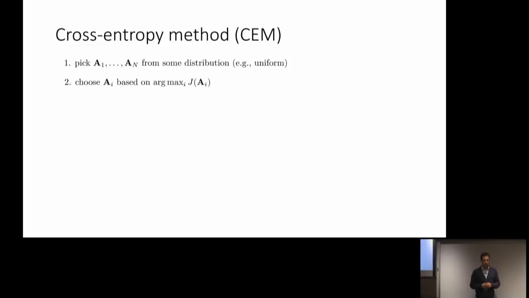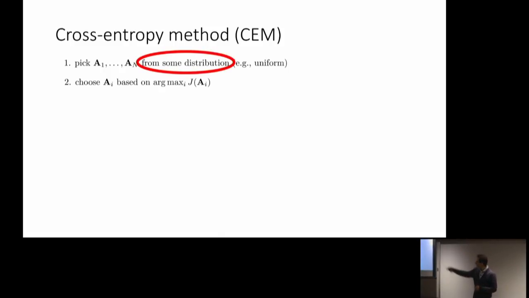Now, if guess and check is a little too simplistic for you, you can actually build a much more powerful optimization algorithm that works a bit more consistently and will get you much closer to the optimum by improving on the guess and check method a little bit. So the improvement is something called cross-entropy method, or CEM. And the idea is very simple.